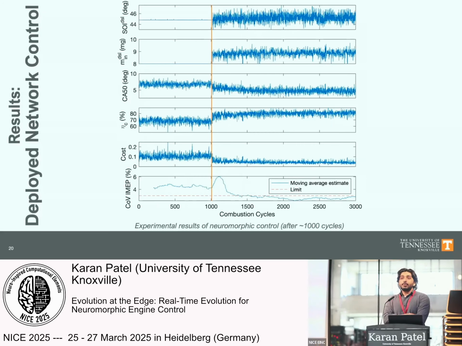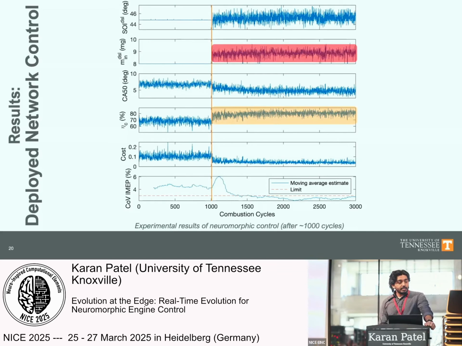Moving on, here we have the results for network performance when controlling the physical engine. This figure here shows the experimental results of a network where network control was enabled after 1,000 cycles, showcased by the orange line here. And as you can tell, the system quickly learns that injecting diesel, shown in red, quickly improves the combustion efficiency. Although the CA50 parameter slightly deviates from its optimal location, it results in improved combustion efficiency, which goes back to the multi-objective trade-offs within the fitness function.